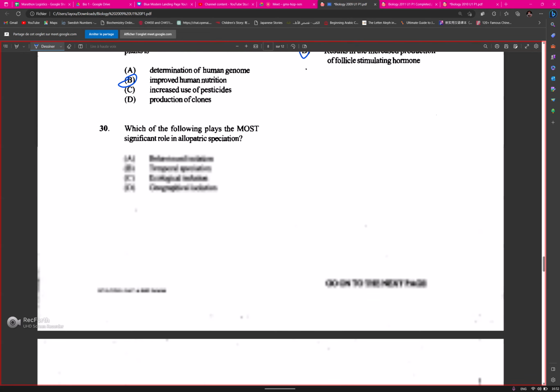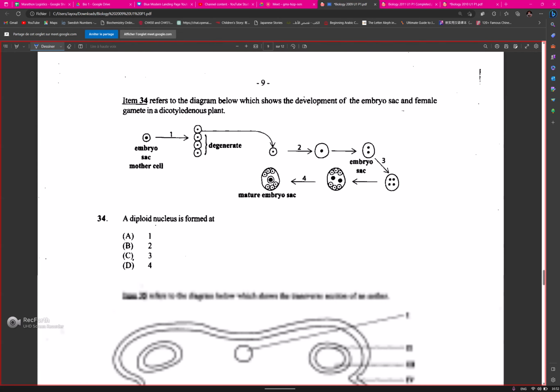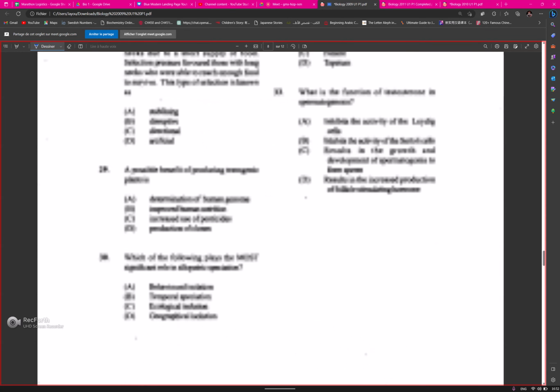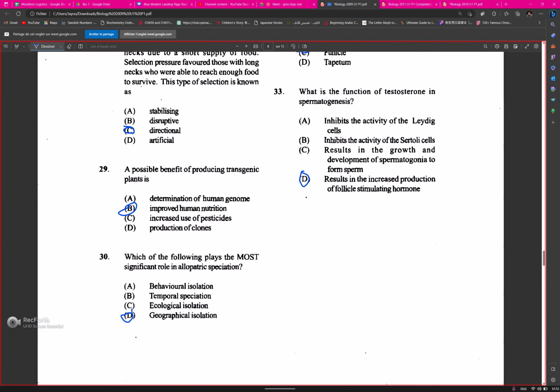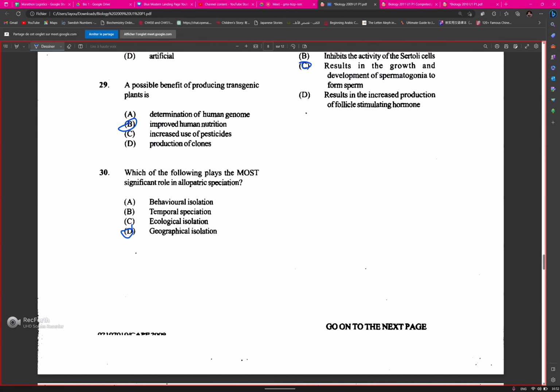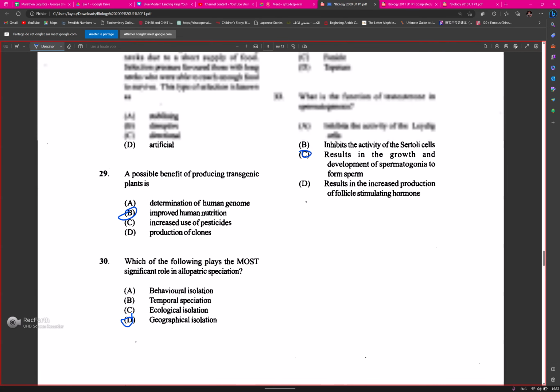From way back in 2009, these questions come in? Hold on, wait, what? Let's check. What's the answer? C. D would be FSH, right? Well, not necessarily, but that's not the purpose of the question.